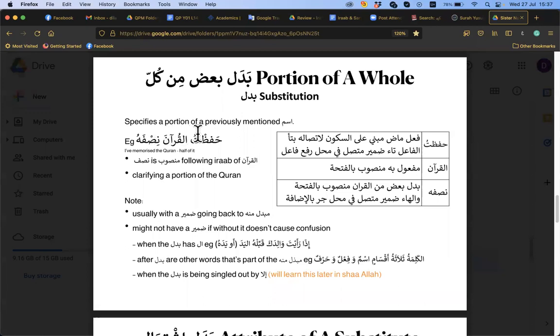So here: I memorized the Quran, not all, half of it. Usually for badal ba'd, there is a pronoun which goes back to the main thing, to show you that it is half of what. When you have Quran and then half of it, it's clearly a portion of it.